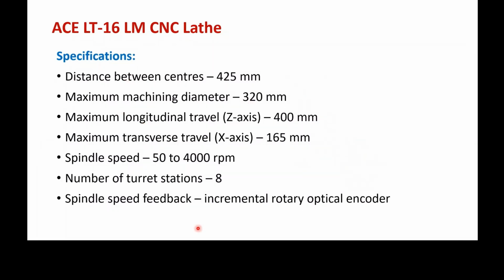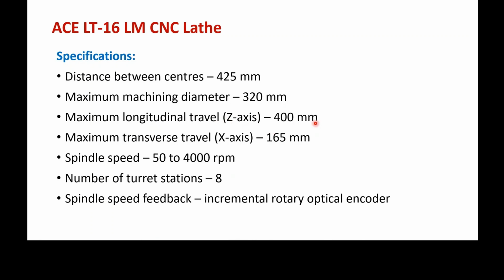So these are the specifications of the turning center in our college. This is the name of the CNC lathe or turning center. These are the specifications. Distance between centers means you can hold a work part having 425 mm length. Maximum machining diameter means, if you want to perform a turning operation, you can do it only for a maximum of 320 mm.